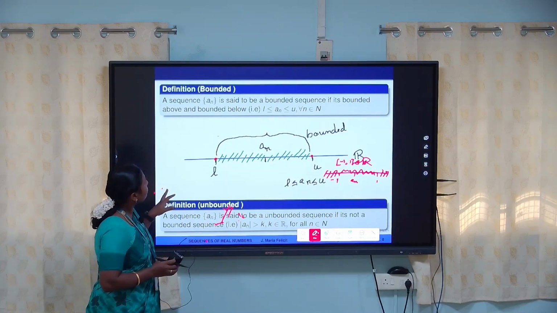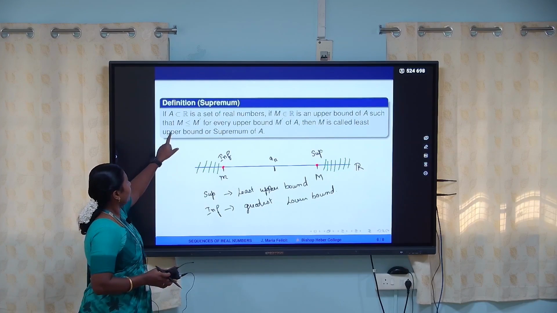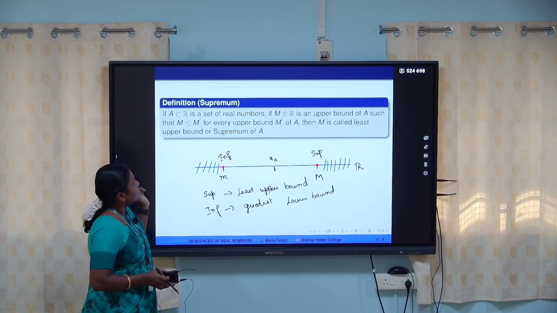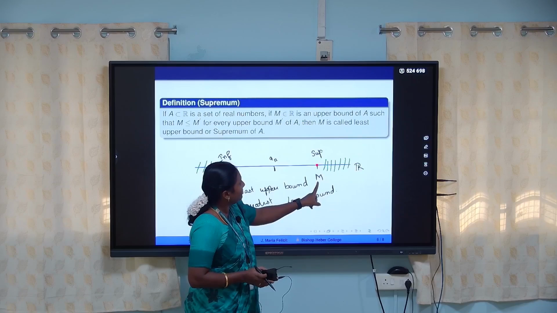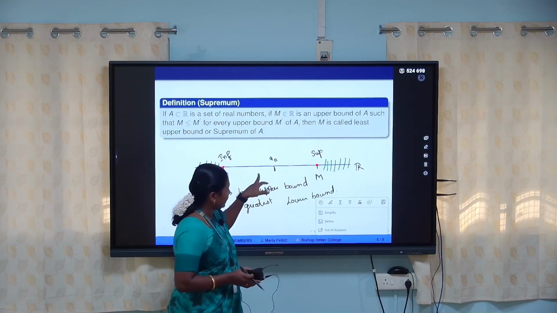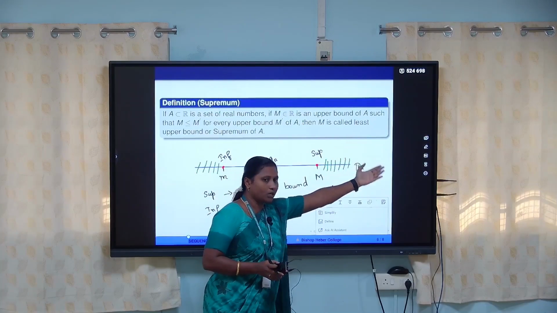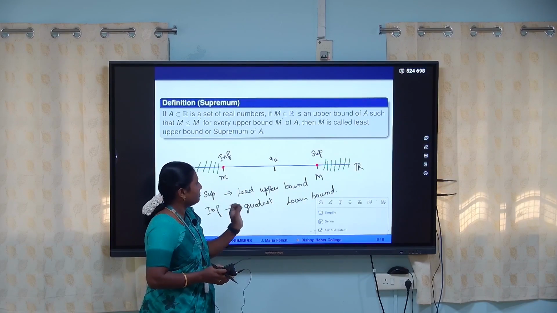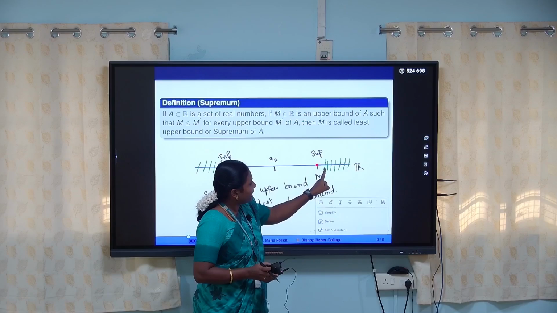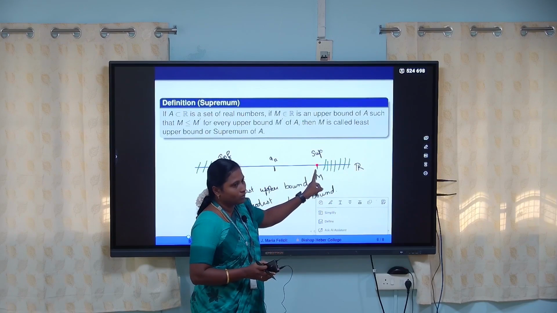Next we are going to see the supremum and infimum of a set. I am going to take a set A in the real numbers R, and take a number on the real line such that M is an upper bound of that set A. Whatever upper bounds M1, M2, M3, M4, M5 I am taking on this green line, these are all upper bounds, but the least upper bound is M.